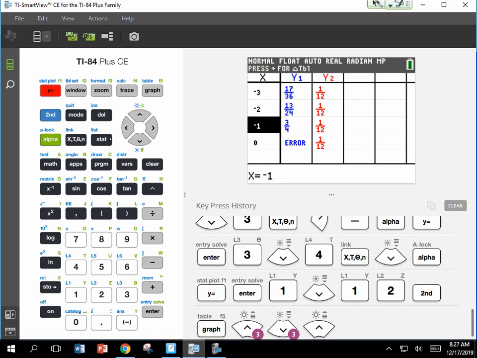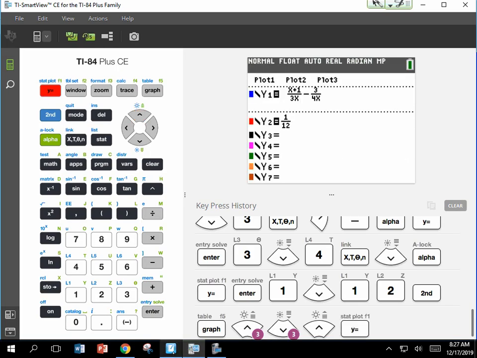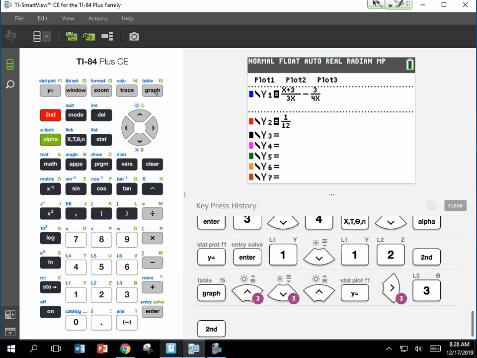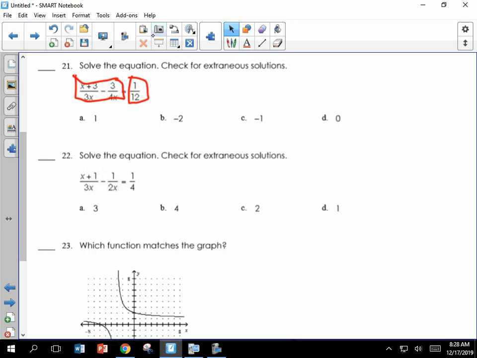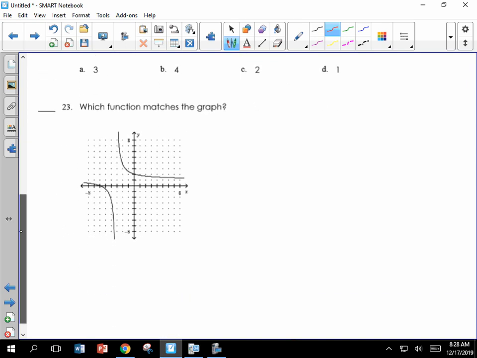Let's go back to y equals. X plus 3. So check my answer. It was supposed to be x plus 3, not x plus 1. Go back to the table. Check my answers again. Look here, negative 1, both 1/12. So negative 1 is the correct answer. You do 22 the same way. It's important you check and make sure you put everything in correctly, because as you can see, it's pretty easy not to put it in correctly.